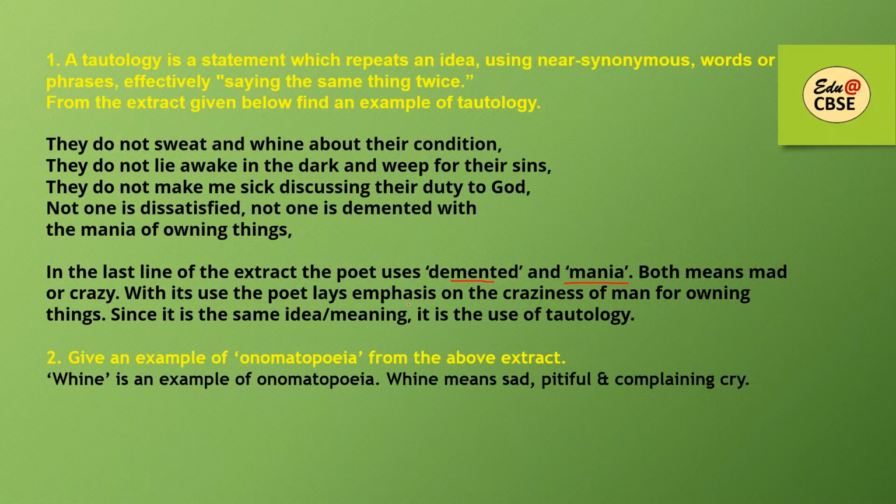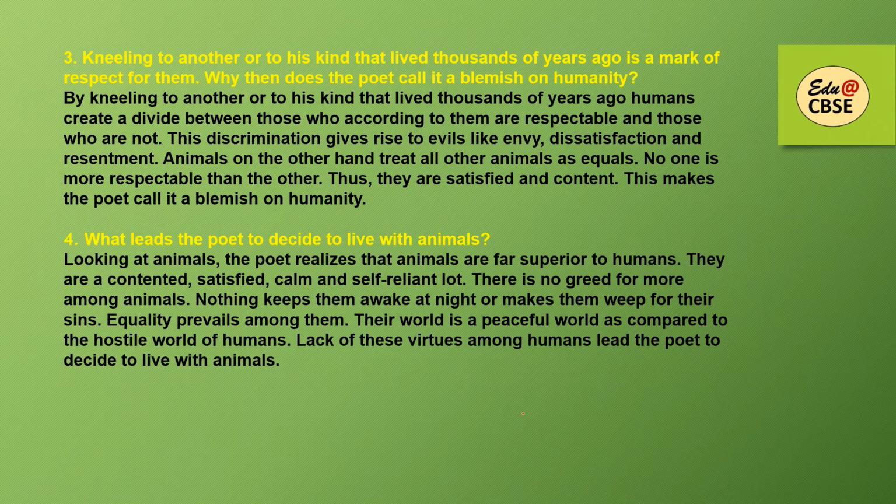So दो बार एक ही चीज लिखने का क्या मतलब है? It is to lay emphasis. The poet is showing craziness of man for owning and possessing things. So since it is the same idea or meaning, so it is use of tautology. Now next is give an example of onomatopoeia from the above extract. So onomatopoeia means the sound words, sound producing words. So whine. So whine जो है वो है sound producing word. So it is an example of onomatopoeia. It means sad, pitiful and complaining cry. Now the next question.